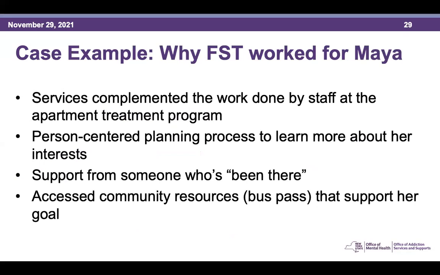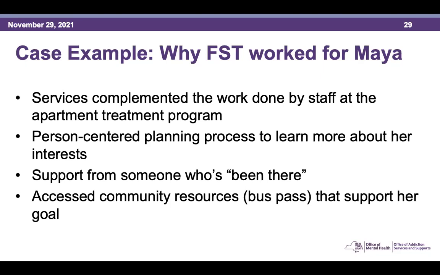But at that level of service, they really weren't able to engage her around cultural events and going to museums and riding the bus. So the peer specialist was able to work collaboratively with the housing providers to increase her community engagement. They used person-centered planning to learn what types of community events and locations would be of interest to her. So they were able to identify those museums and libraries and events like that that would really highly motivate her to want to go out into her community. And she was able to receive support from someone who's been there, who could talk her through managing that anxiety in public transportation or in community locations.